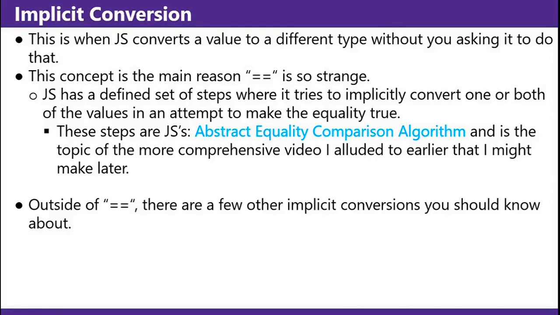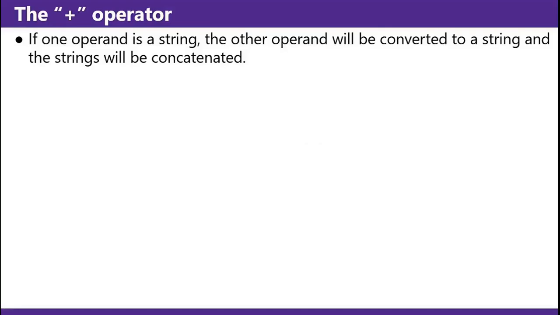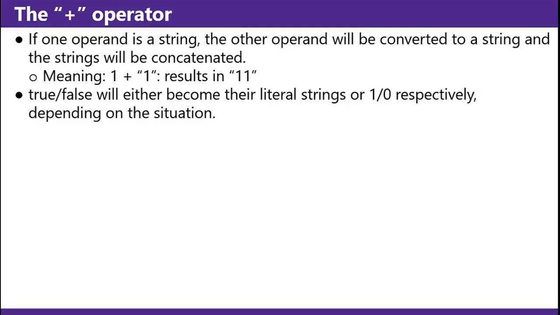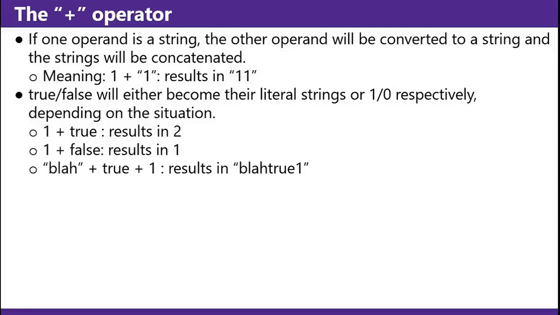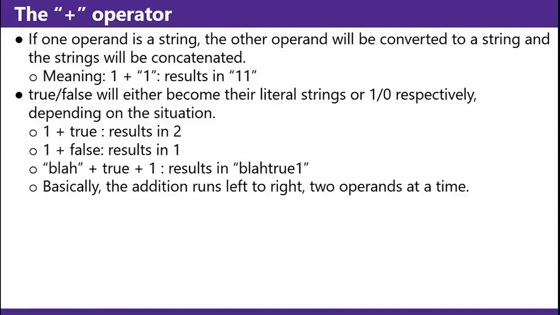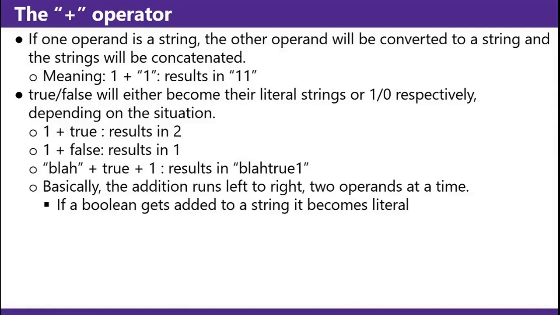Outside of double equals, there are a few other implicit conversions you should know about. The plus operator: if one operand is a string, the other operand will be converted to a string, and the strings will be concatenated, meaning 1 plus string 1 results in string 11. True or false will become their literal strings, or 1, 0, respectively, depending on the situation. 1 plus true results in 2, 1 plus false results in 1, "blah" plus true plus 1 results in "blah true 1". Basically, the addition runs from left to right, 2 operands at a time. If a boolean gets added to a string, it becomes literal, otherwise it becomes a number.